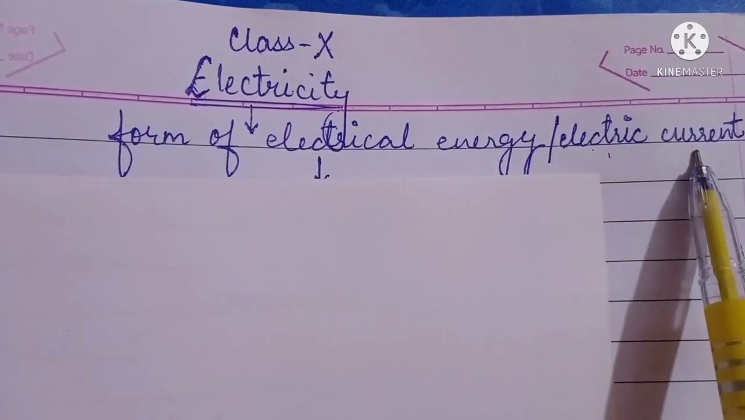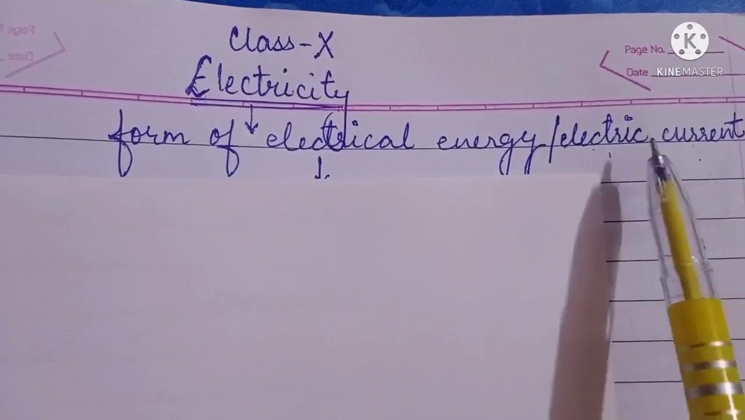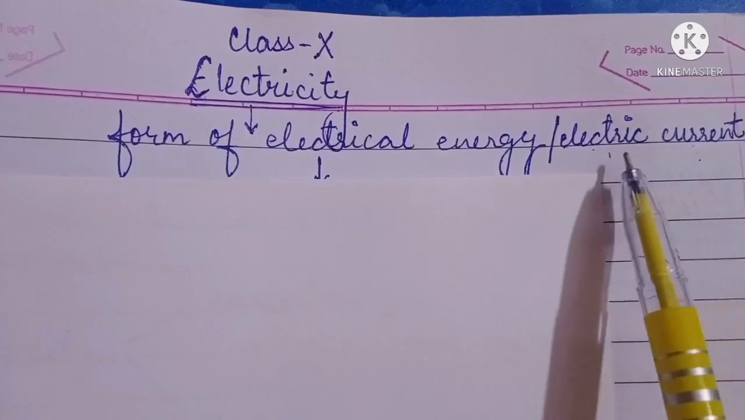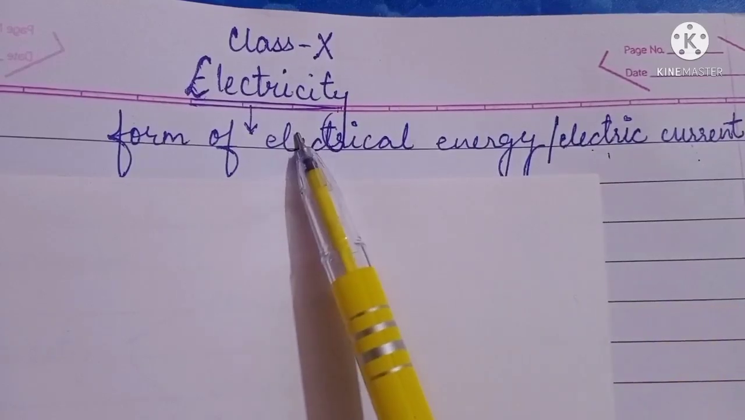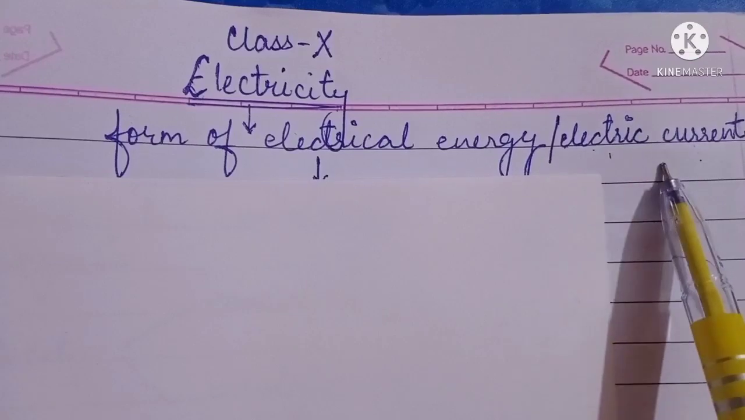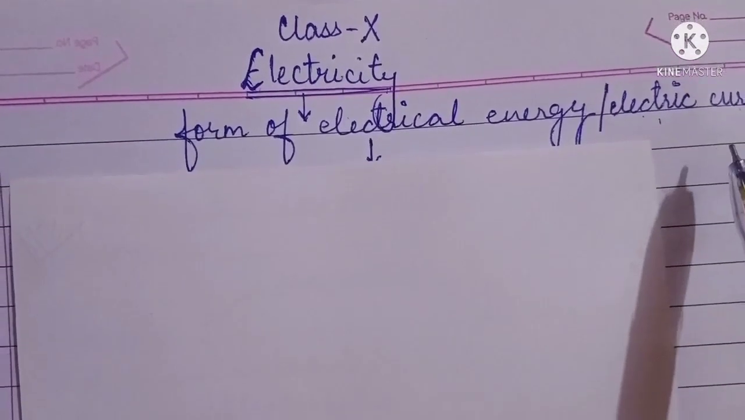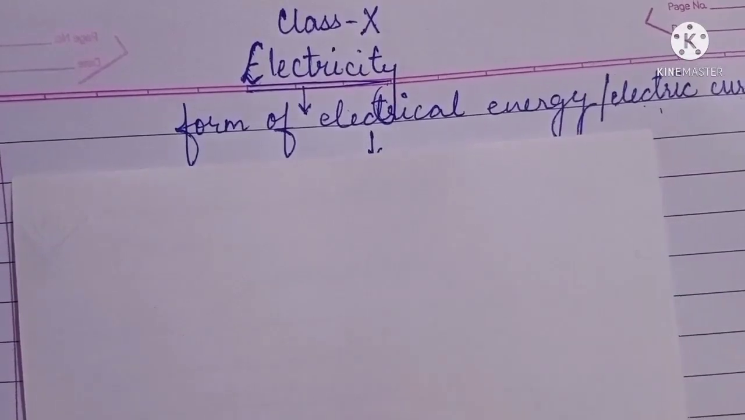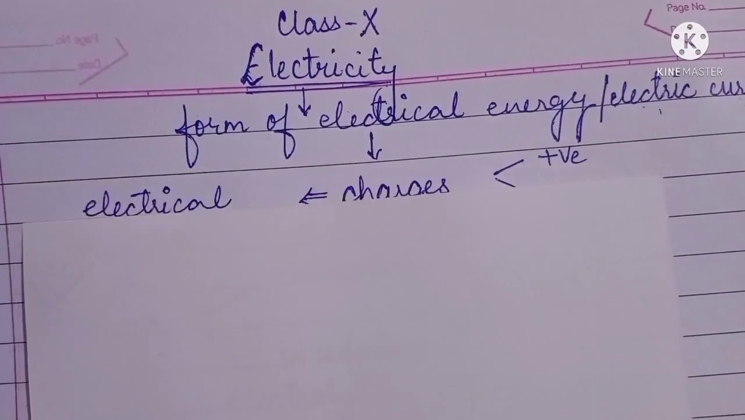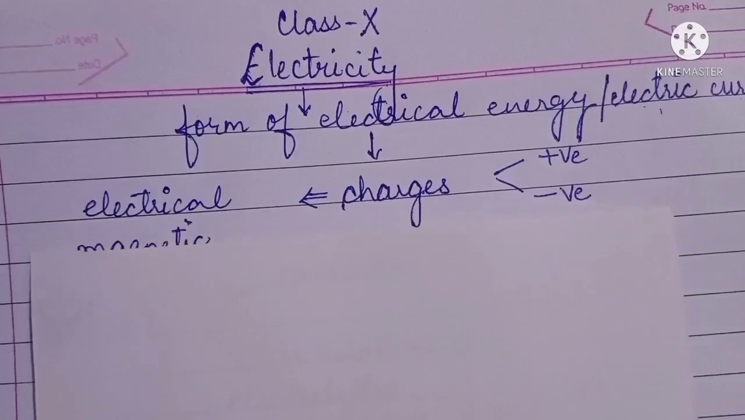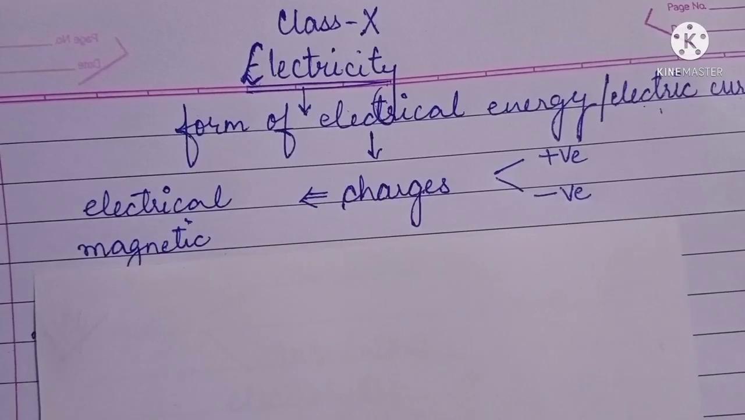When we talk about current, it could be the water current also. But when we talk about electric current, it means we are talking of electricity where the electrons are in motion. Now, what are these electrons? And what constitutes this electric current? This electric current is associated with a very important property which is called a charge.